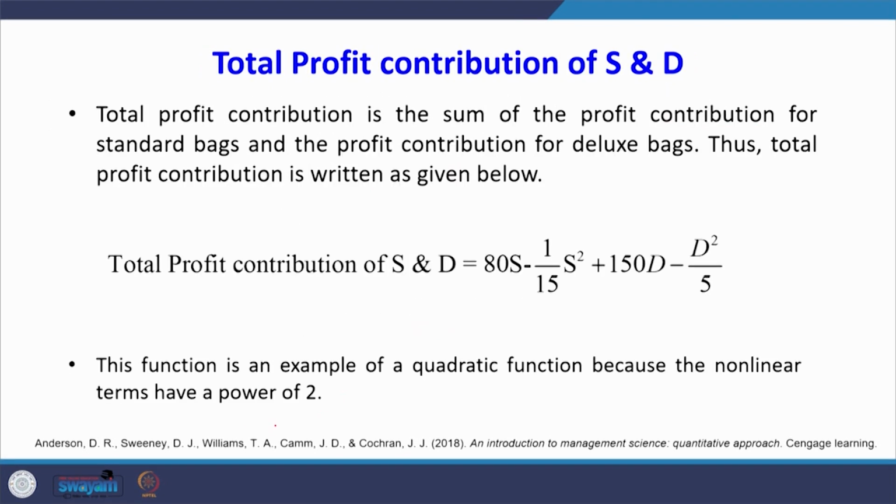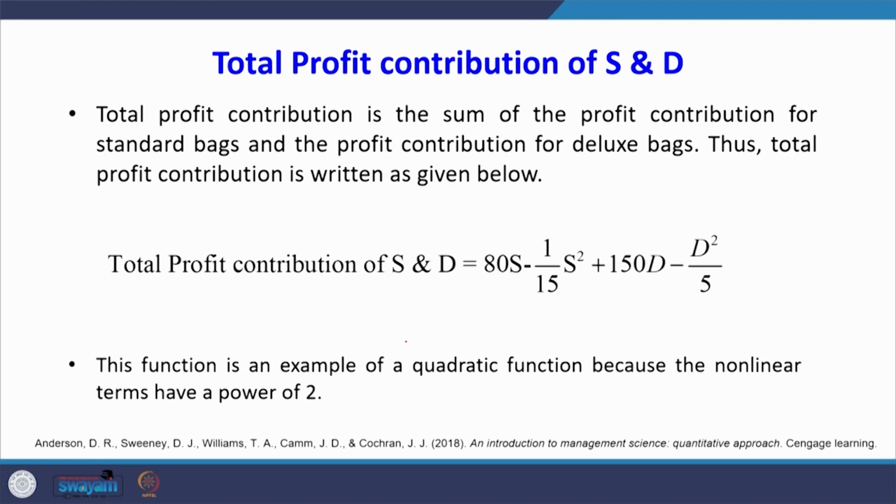Now, we are going to substitute this one, then we can find out the total profit contribution of standard and deluxe bag. So, the total profit contribution is the sum of the profit contribution for standard bags and the profit contribution for deluxe bags. Thus, the total profit contribution is written like this. The total profit contribution of standard bag and deluxe bag is equal to 80S minus 1 upon 15 S square plus 150D minus D square upon 5.